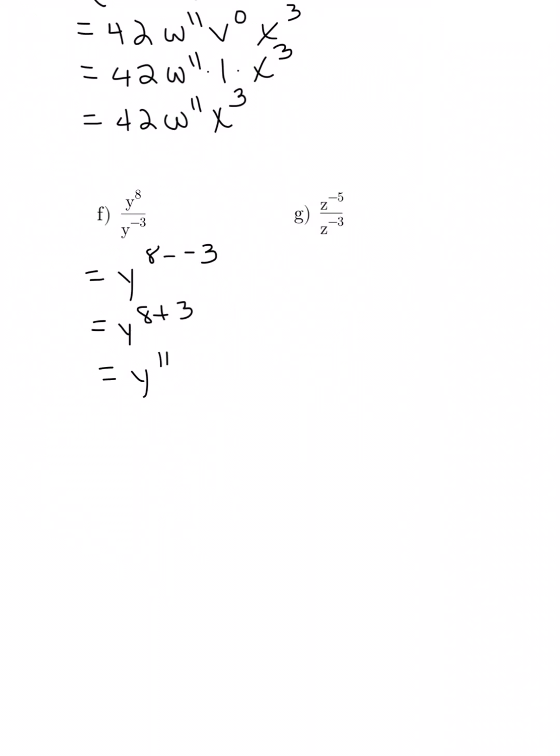On example G, same idea. We have the same bases, so we need to subtract our powers. The base stays z. We take the numerator of negative 5 minus the denominator of negative 3. Well, this will become z to the negative 2. We don't leave negative powers in our answer, so we'll have 1 over z to the positive 2.